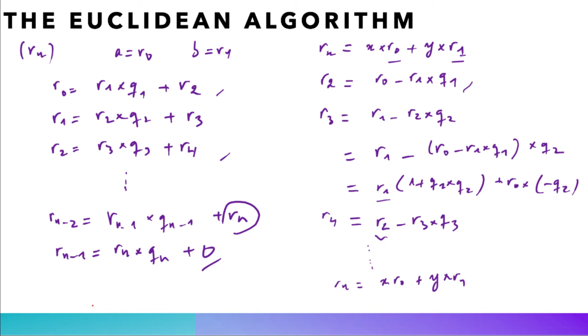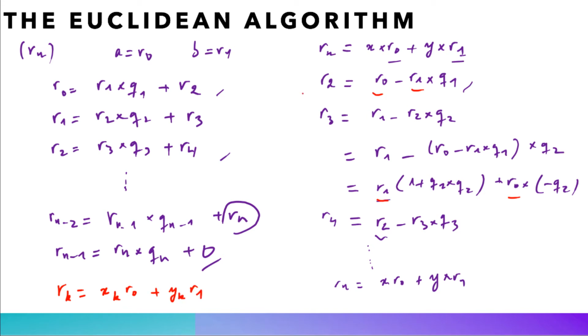This doesn't seem very helpful, but if you go through this again, we notice that each remainder Rk can be expressed as a function of R0 and R1. This is the case of R2 here. It is also the case of R3, which is also a function of R1 and R0. R4 will be the same thing until we get that Rn is a linear combination of R0 and R1. Thus, one can write that for every integer k, the remainder Rk is equal to a certain integer xk times R0 plus another integer yk times R1.